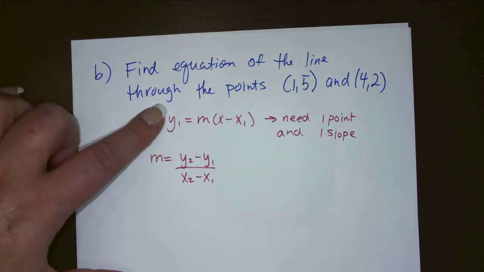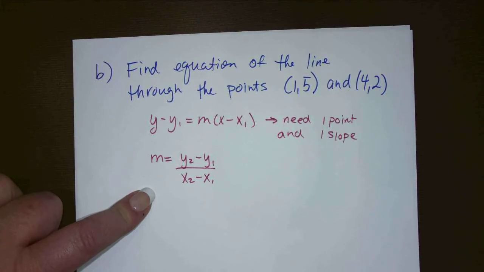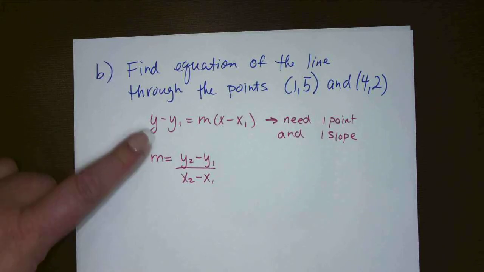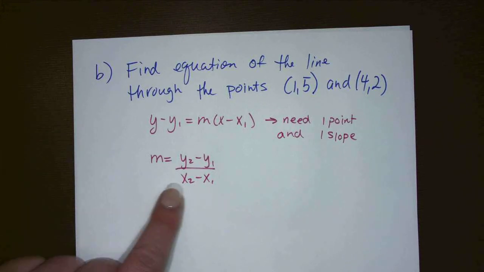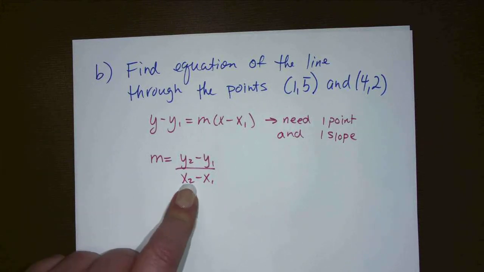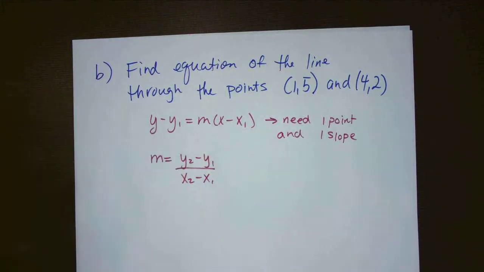By the way, these are the same formula, rearranged. Does anyone see that? Take a look at it, this and this. You should cross multiply, right? If we cross multiply here, x2 minus x1 times m, we've got this one without the subscripts 2 on them. But it's actually the same formula.